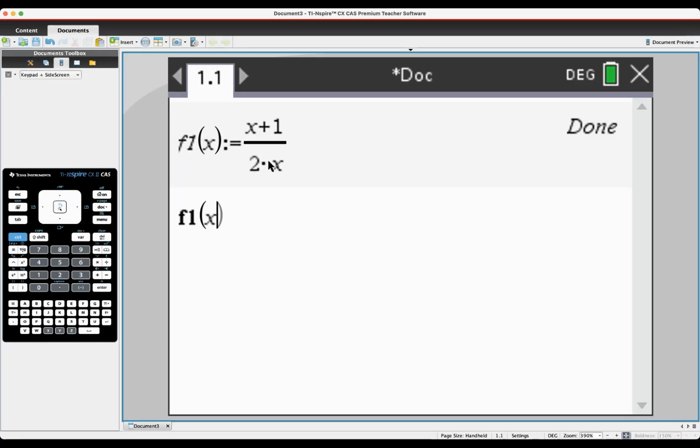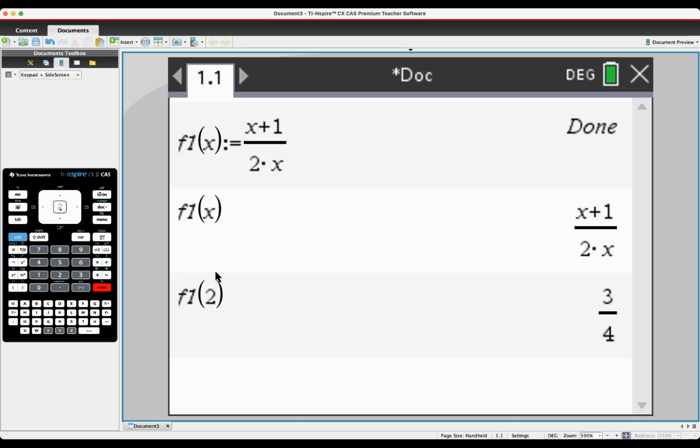If I type in f1 of x, it just gives me what it is, the rule, x plus 1 over 2x. I can evaluate it like so. F of 2 equals 3/4. Now we know for a tangent line or a normal line, we need to have a point at which the line is touching the graph. So if we say x equals 2, then we'll get a y-coordinate of 3/4. So (2, 3/4) is our point.